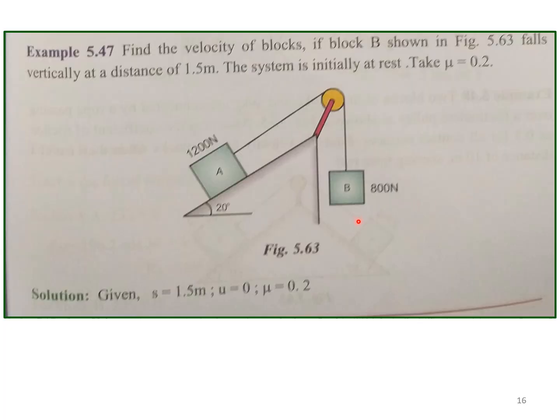Now let us move to the next problem. Here you have one block which is resting on an inclined plane and one block which is hanging freely like this. The distance moved is 1.5 meter. The system is initially at rest, therefore u is equal to 0. You have to find the velocity of the blocks, and the coefficient of friction is given as 0.2.